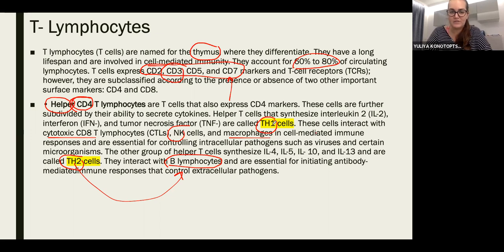So both of the T helpers, as you can see, they interact with different cells. So it all depends on who you are actually calling. So if you need macrophages, you won't call T helper 2, right? Because T helper 2 has no idea who this macrophage you speak of is, right? Instead, you need to call the T helper 1 and ask it politely to call for a macrophage.